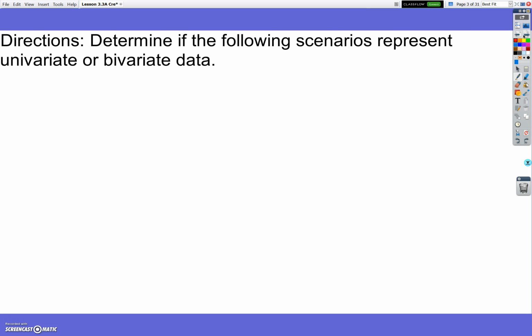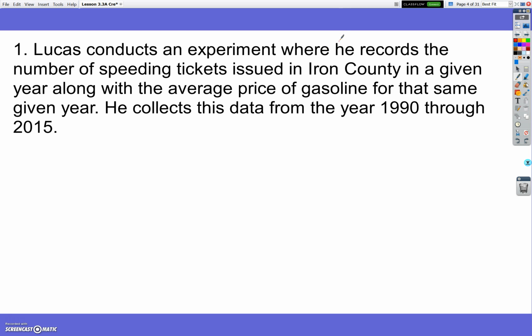So what we're going to do is read a few scenarios and you guys are going to tell me if it represents a univariate or a bivariate data set. Alright, so let's go and check this out. Lucas conducts an experiment where he records the number of speeding tickets issued in Iron County in a given year along with the average price of gasoline for the same given year. He collects his data from the year 1990 through the year 2015. So we have to determine, are we measuring one or two different things? And in this instance, it is two variables. So this would be a bivariate.